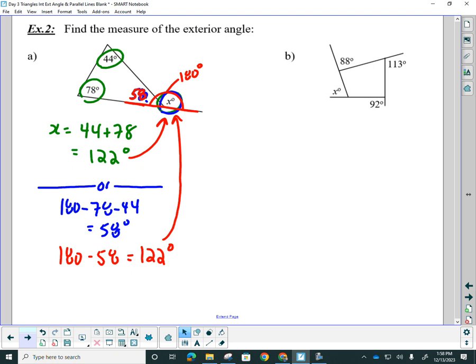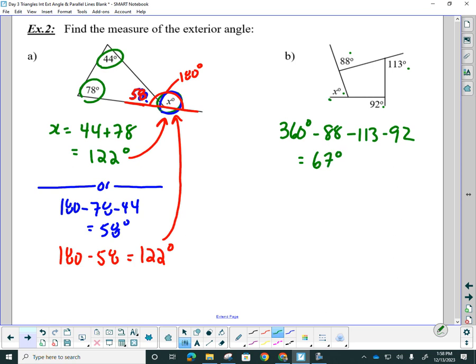All right, let's look at example 2. Example 2 has a quadrilateral, but almost all of the exterior angles. And remember, it doesn't matter the shape of the polygon, all the exterior angles, this one plus this one plus this one plus this one, are going to add up to 360. So I could subtract the ones that I know, 88, 113, and 92. If I subtract all those, I get 67, must be the value for this angle.